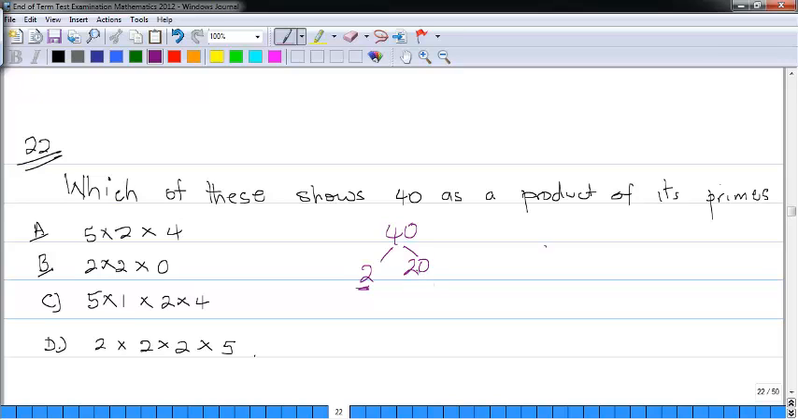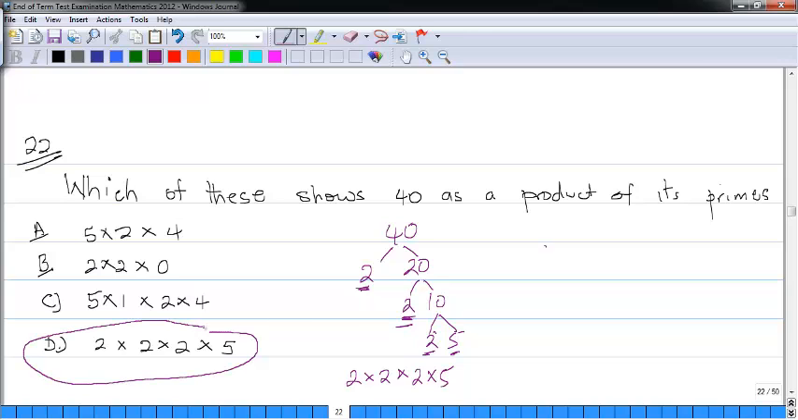What two things could give us 20? We could break this into 2 and 10. 2 is already prime, so we won't work on that side anymore. We have 10. What two things could give us 10? We could use 2 and 5. Okay, so 2 is also prime and 5 is also prime. So let us list the prime factors of 40 now. They would be what? 2 times 2 times 5. We see that this matches what we have for D, so our answer is D.